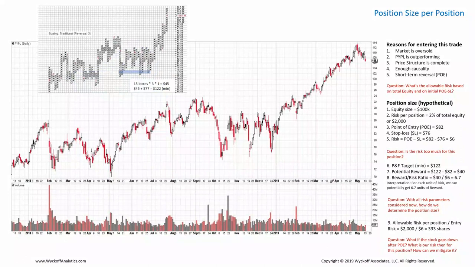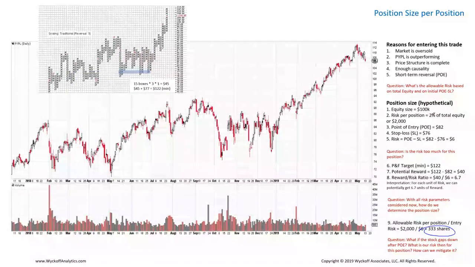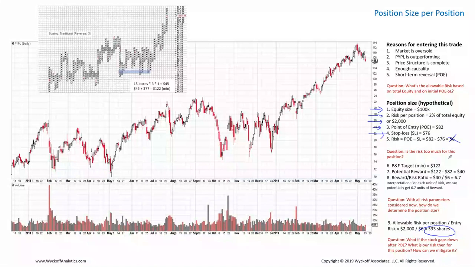How would we be dealing with this if we have options instead of, let's say, a cash position? Okay, well, these parameters are still going to be the same. The equity size, the risk per position, 2,000, point of entry, and stop loss as well. We just don't necessarily need to understand the risk in terms of the dollar size. If we're entering an option position here and we're entering directionally, so we are buying a call, then our risk is defined by the premium of that call.